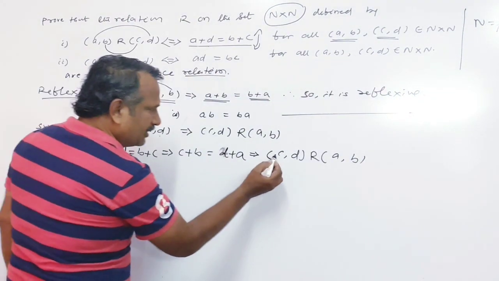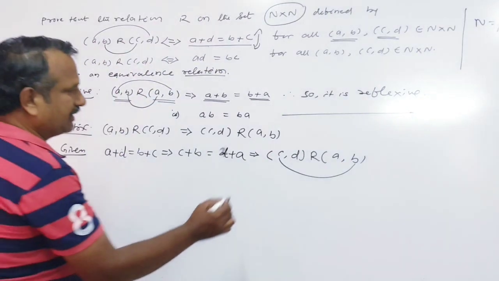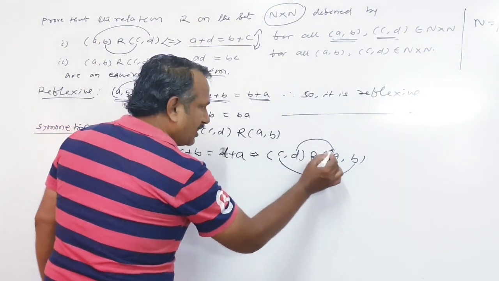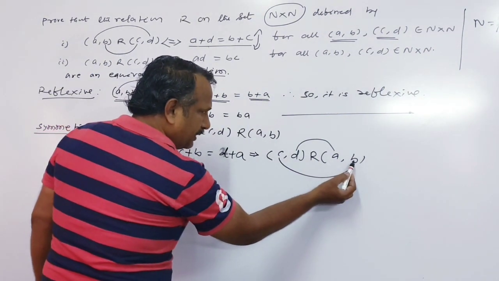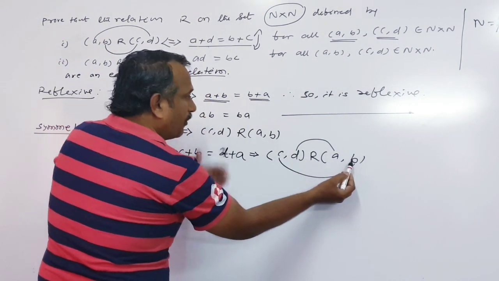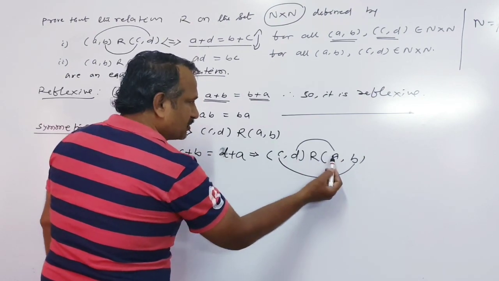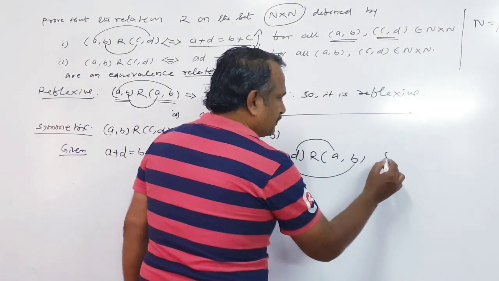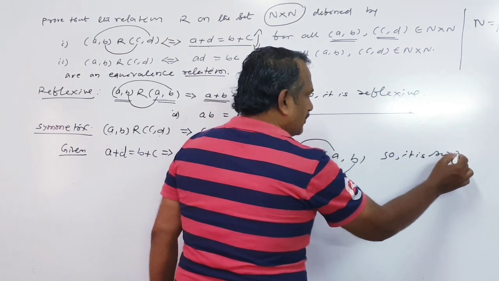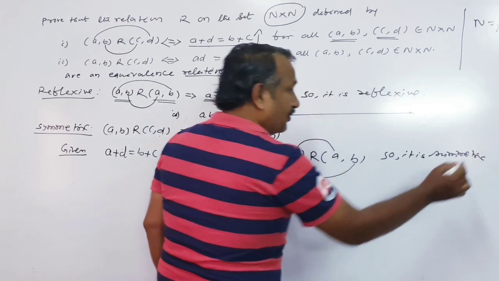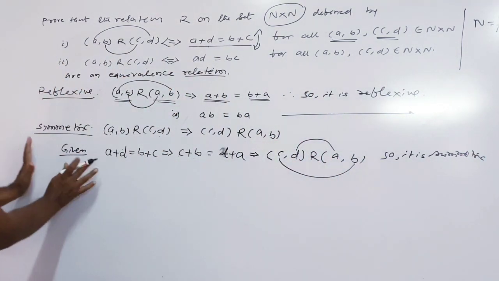First (c,b). First to fourth, then second to third. Yes. c plus b. First plus fourth is equal to second plus third. Yes. So it is symmetric. Okay. This is for addition. For multiplication, this is for the first case.